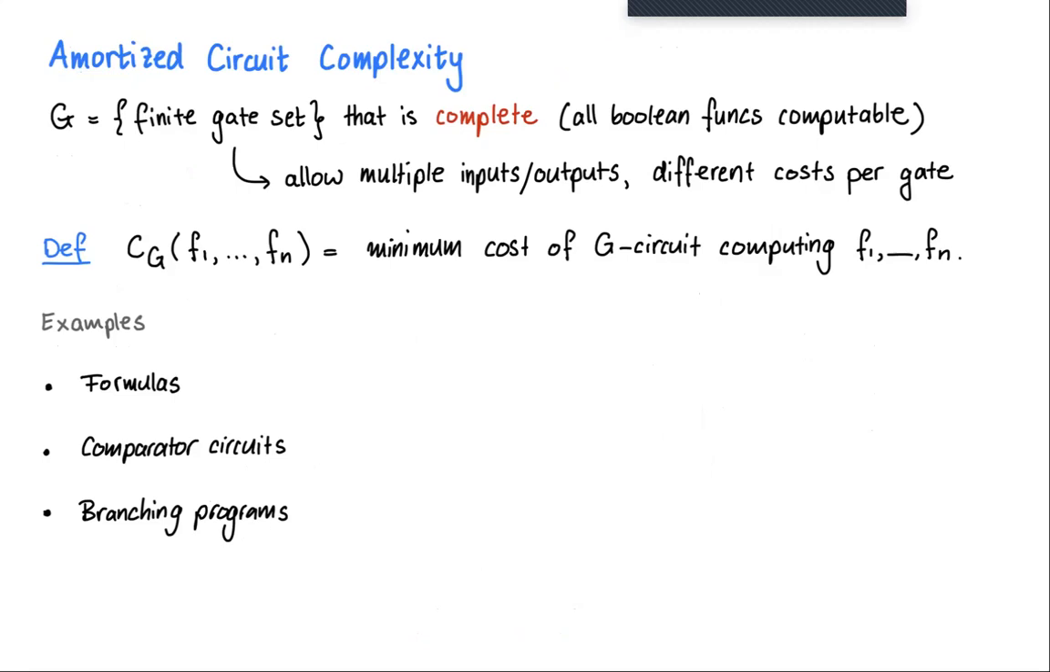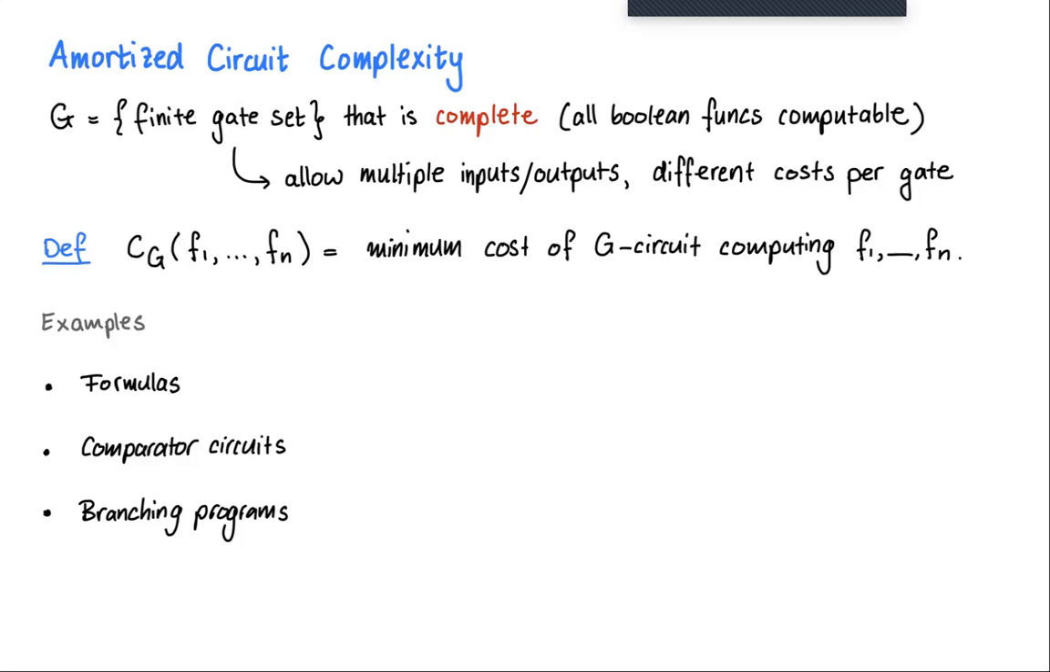And we allow you to specify different costs per gate that you use to measure the cost of your circuit. Now, given a collection of Boolean functions, F1 up to Fn, we define the circuit cost with this gate set just as the minimum cost of any G circuit computing all these functions at the same time. And I will give some examples to clarify how general this is and make it more explicit.